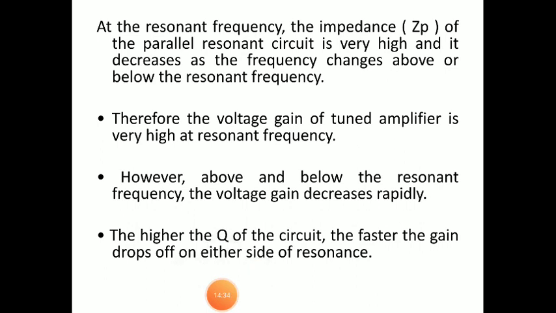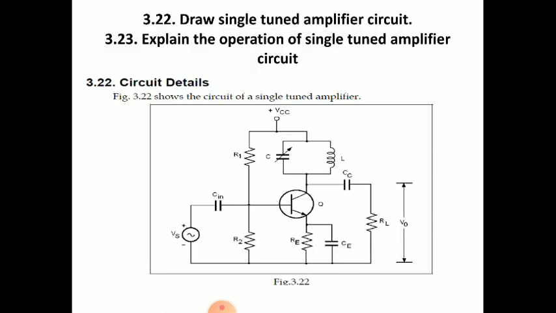The higher the Q of the circuit, the faster the gain drops off on either side of the resonance. This is the quality factor, Q factor, which can be calculated from an equation, right? That can be discussed in further topics. No need to go into the particular details. We only have to learn about the circuit operation of the single tuned amplifier circuit.